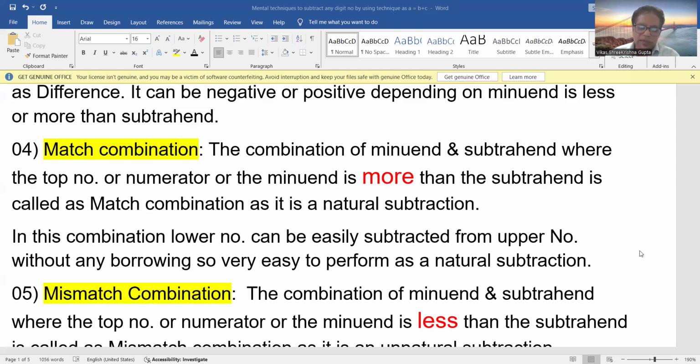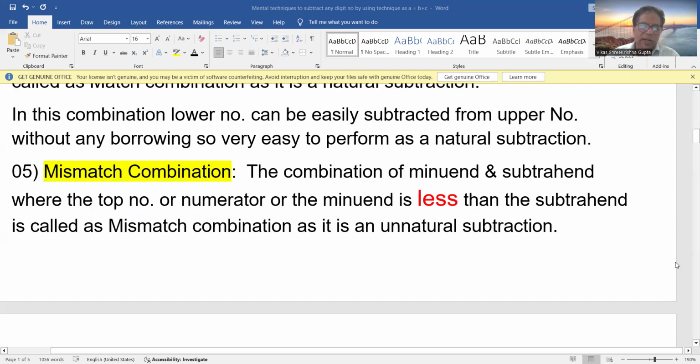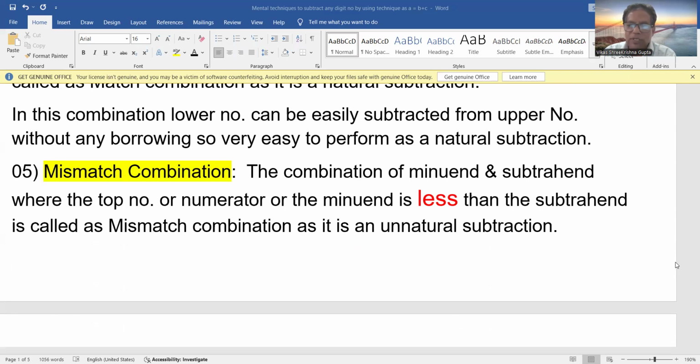On the other hand, the combination of minuend and subtrahend where the top number is less than the subtrahend, meaning the top number is less than the below number, is called a mismatch combination.